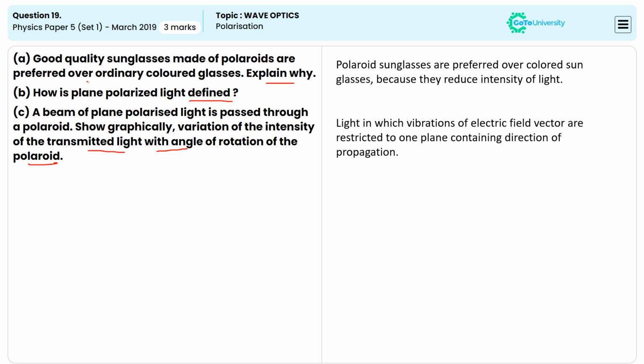Second part: plane polarized light is light in which vibrations of the electric field vector are restricted to one plane containing the direction of propagation.